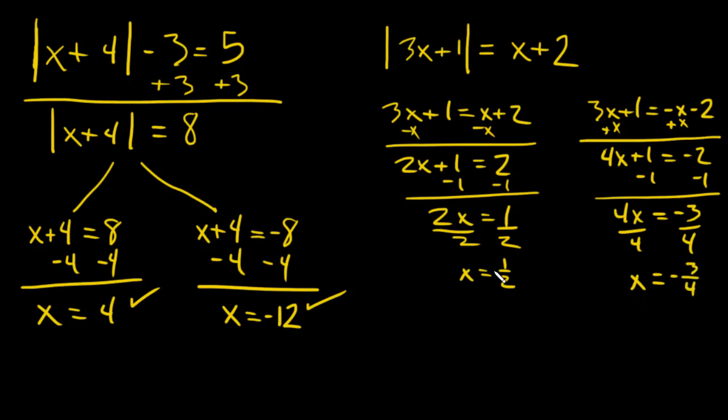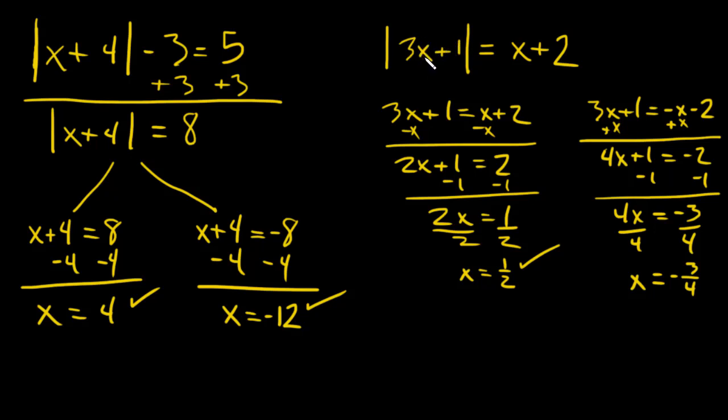Now I'll plug them in. Plug a half in here, I get 3 halves plus 1. Well, 3 halves plus 2 halves is going to be 5 halves. And then 1 half plus 4 halves is also 5 halves. This one checks out. I plug this one in, though, it's a different story. Negative 3/4 times 3 is negative 9/4, plus 4/4 is going to be negative 5/4.